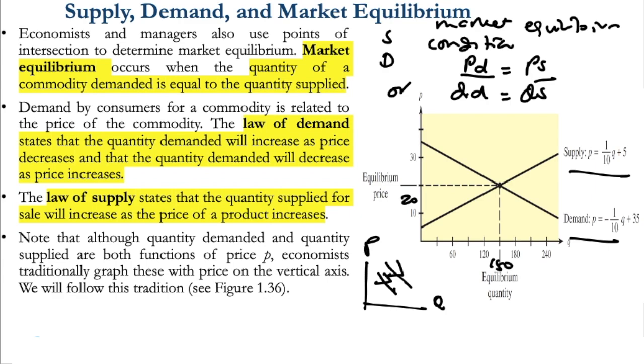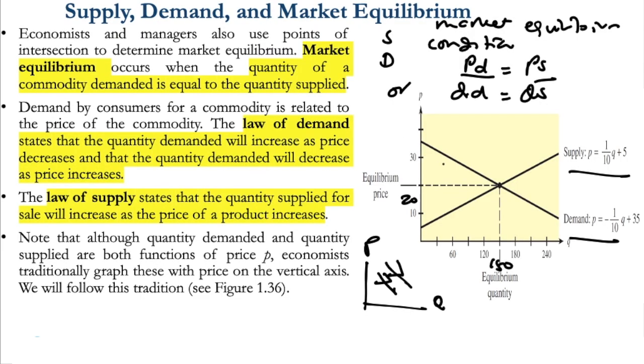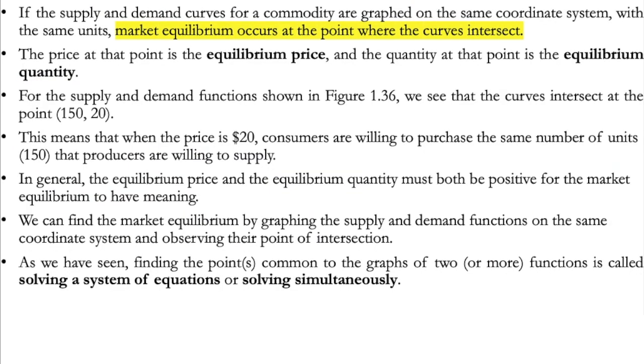So you can't find the answer, and then you would say that the result here is unreliable. Okay, now continue with the system of demand and supply. If the supply and demand curves for a commodity are graphed on the same coordinate system with the same units, market equilibrium occurs at the point where the curves intersect, like I told you earlier. So in order for you to use a graph to get the right answer, you have to make sure that the drawing is according to scale, and then you draft the graph for demand and supply, then you can find the answer. Okay, so market equilibrium occurs at the point where the curves intersect.